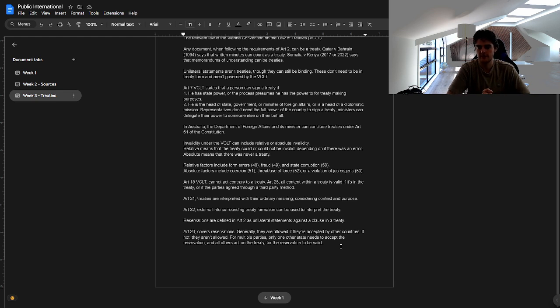Furthermore, in Article 20, although I didn't write this in, if you don't object to my reservation, the reservation is generally considered valid. You've got 12 months to object after the treaty's been made. Yeah, something to that effect. Probably just double check that fact there.